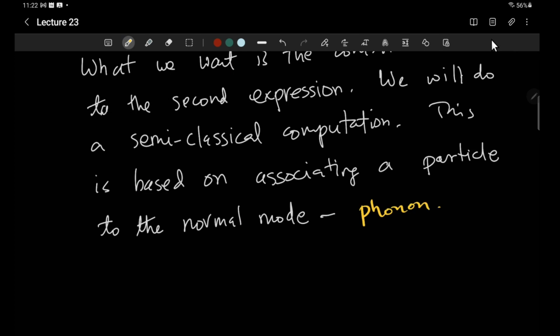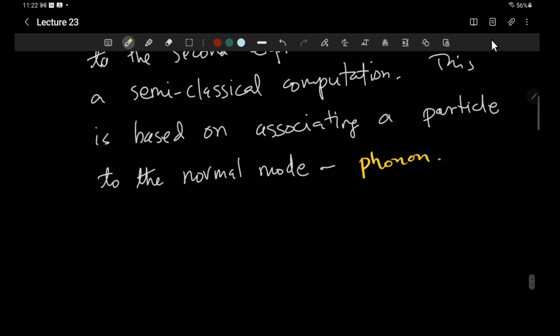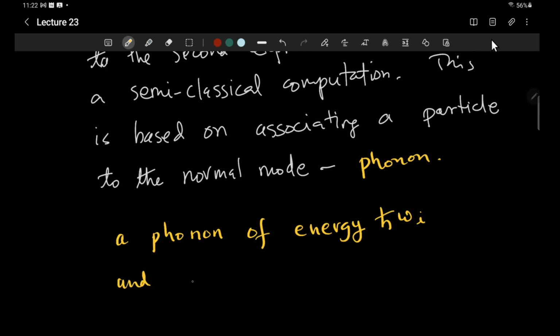Okay, so what we would say is, for instance, a phonon. Remember, omega i's were the normal modes. So we'll say a phonon of energy h cross omega i. And then it can have momentum also, which will be some h cross k vector i. Okay, this is what we will say.